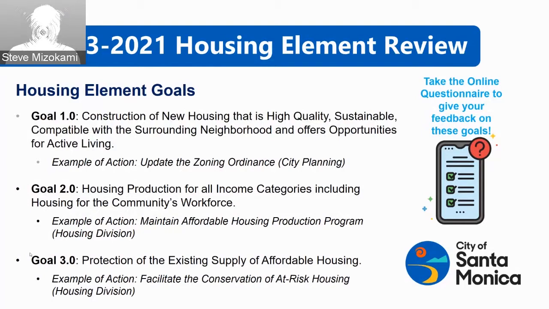An objective is to maintain the city's affordable housing production program, also known as the AHPP, by implementing, evaluating, and also revising the program to address the housing needs of the city. Goal number 3 is to protect the existing supply of affordable housing. An objective is to continue to implement programs that protect tenants against discrimination, facilitate the conservation of at-risk housing, and to maintain a tenant eviction protection program to prevent unlawful evictions.